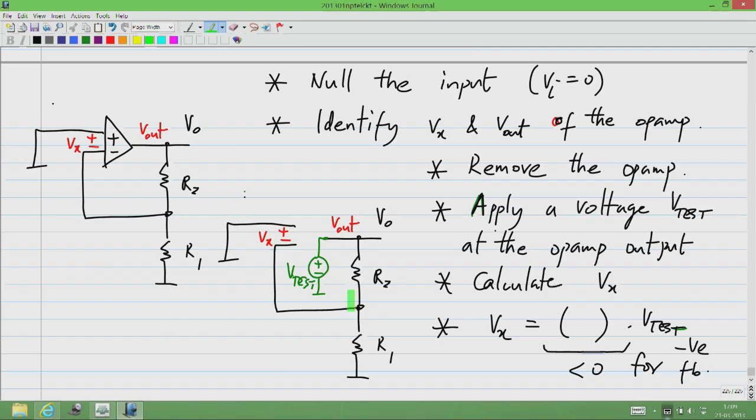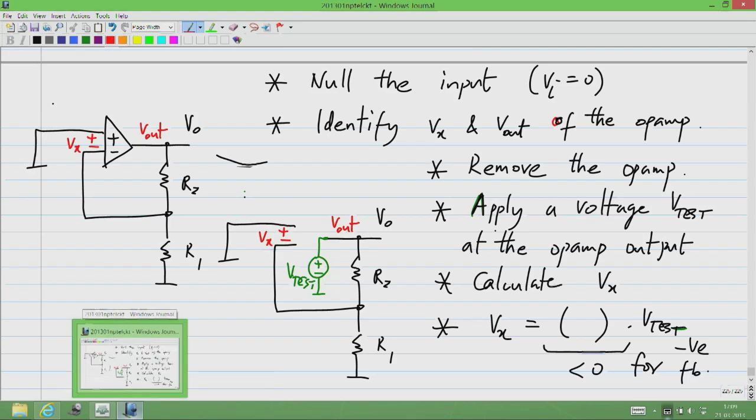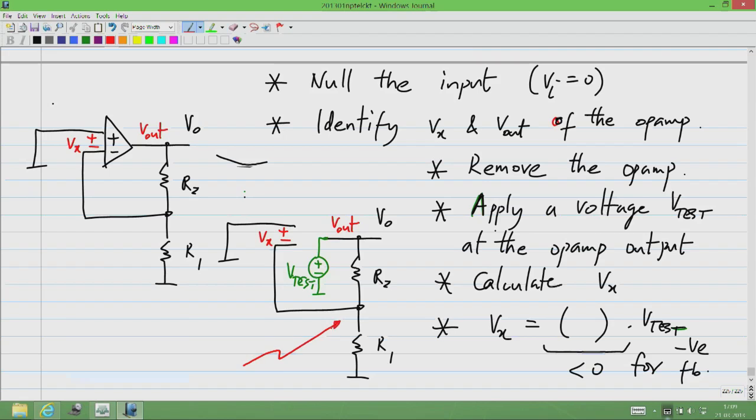So let's try it for this circuit. That is, I have removed the op amp, I have identified Vx and Vout, and then I removed the op amp and I applied Vtest here. So please now calculate the voltage that appears here. What is the voltage that appears there?